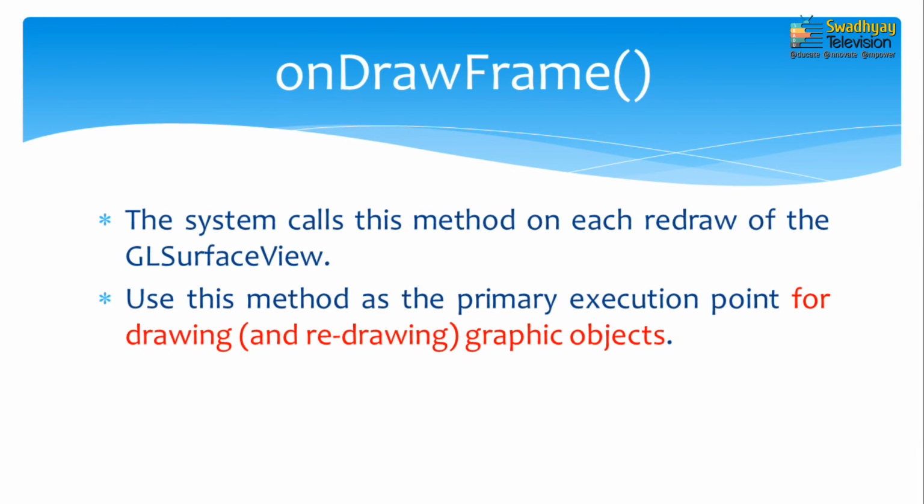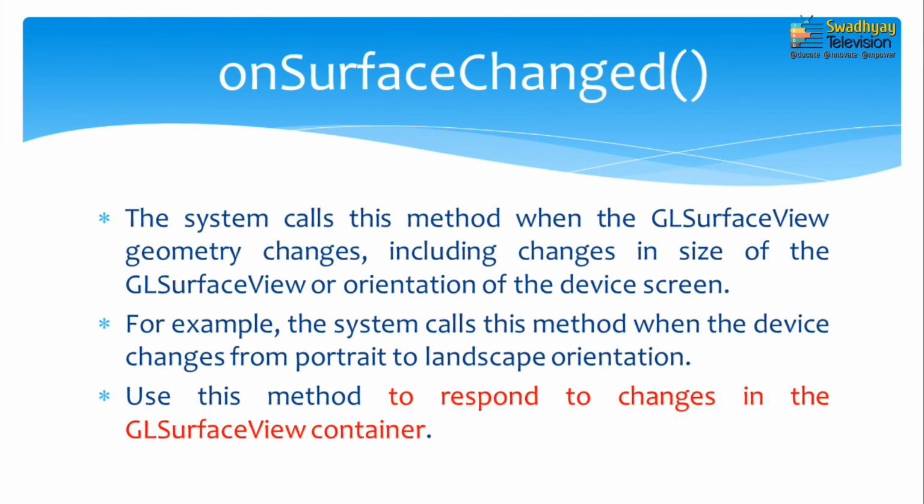So, actually you draw and redraw inside this method, and the system calls this method on each redraw of the GLSurfaceView. What to write down inside this method? We can use this method as a primary execution point for drawing and redrawing graphics objects. The last method is onSurfaceChanged.